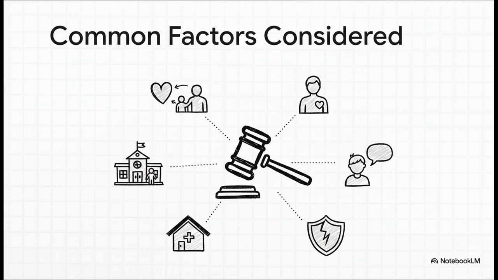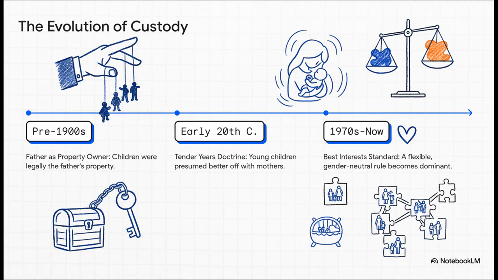But what's really interesting is that these factors, well, they represent a huge shift in how the law even thinks about this stuff. I mean, think about it. We went from a system where kids were literally considered the property of their father to one that automatically favored mothers. And now we have our current, much more flexible, gender-neutral standard. But in trying to fix one problem, this new standard, well, it kind of created a whole new one.